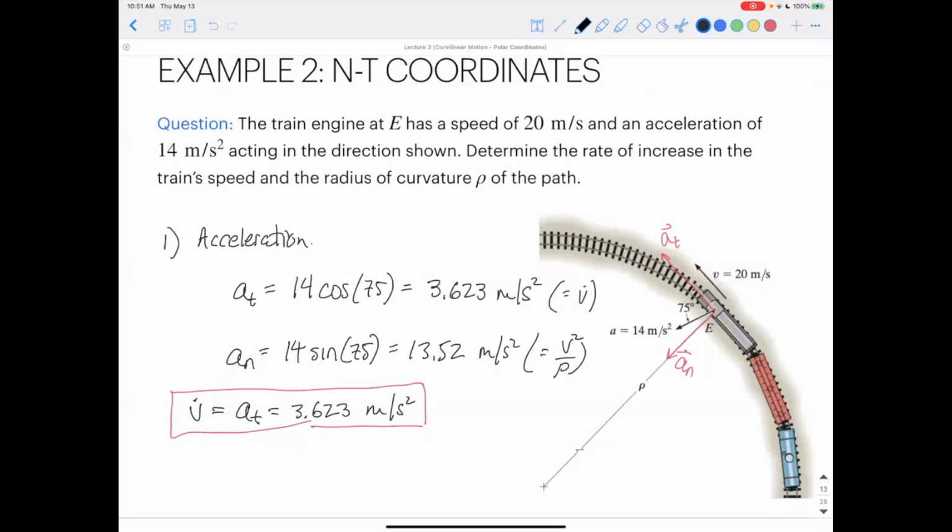And then the radius of the curvature of the path. Well, we know our speed at that instant is 20 meters per second. We know the normal component of acceleration. So using the expression for normal component of acceleration, we can solve for rho. And we can write rho is equal to our speed squared divided by a_n. Our speed is 20. Our normal acceleration is 13.52. And so we should get a radius of curvature of 29.6 meters.